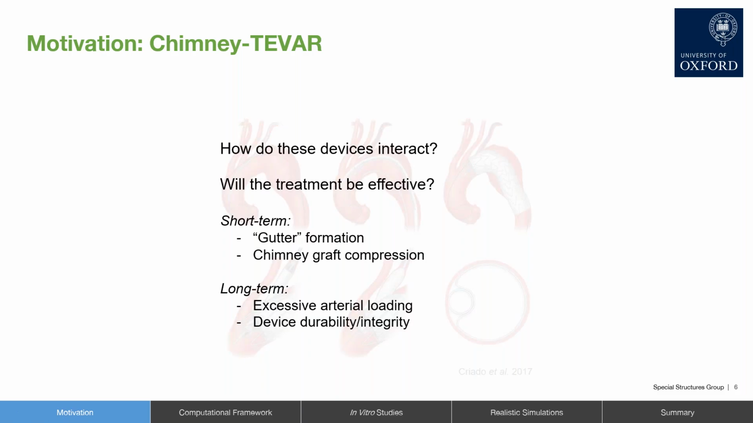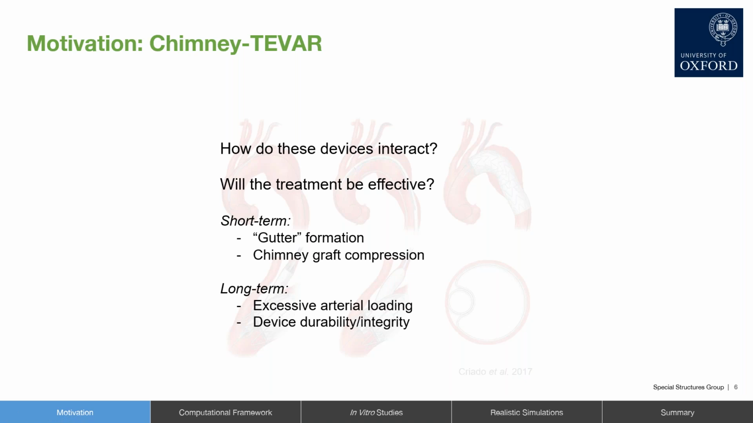So the questions that we're really interested in here are: how do these devices interact, and do they interact in a way which the illustration I just showed depicts? And if we understand how these devices interact, can we predict if these devices will be used in an effective way? We can look at things from either a short-term or a long-term perspective. In the short term, do those gaps or gutters form? Do the chimney grafts undergo any degree of compression, which we might be worried about for blocking blood flow, for example? And then in the long term, we can look at things like excessive arterial loading and things like device durability and integrity.